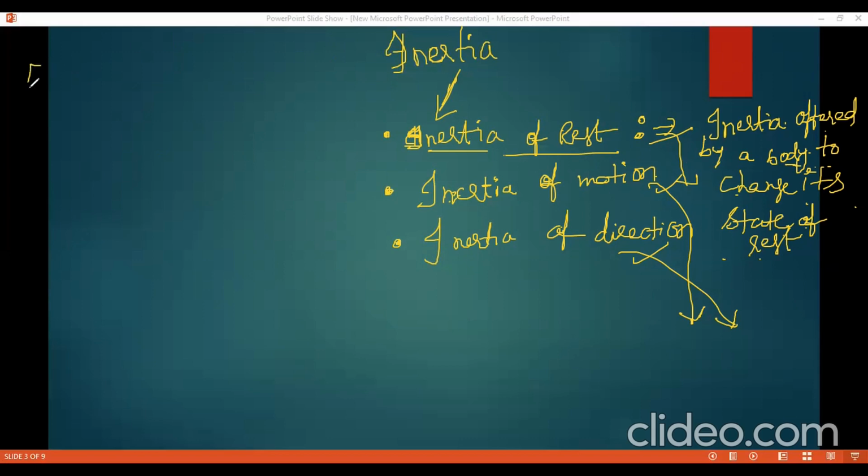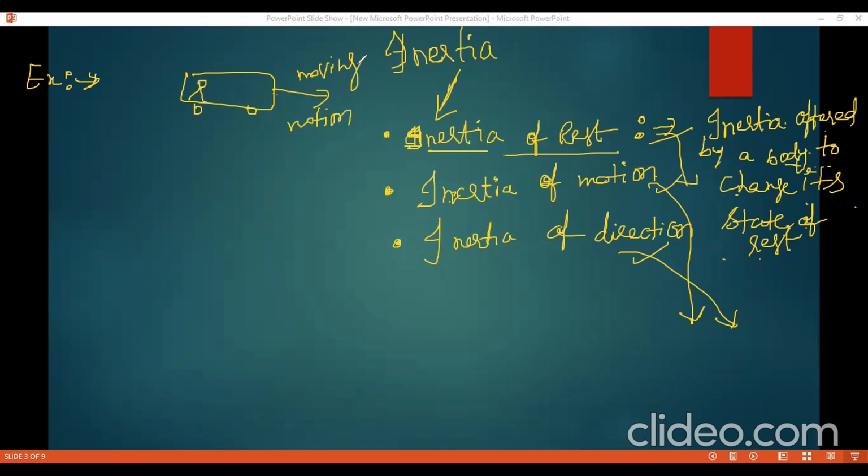Let us take one example. If you take an example like a passenger sitting in a bus, what happens when a jerk comes? When the bus stops suddenly, a passenger sitting in the bus gets a jerk, right? Whenever the bus suddenly stops, a passenger is sitting in it. Consider the bus is moving. The bus is in motion.